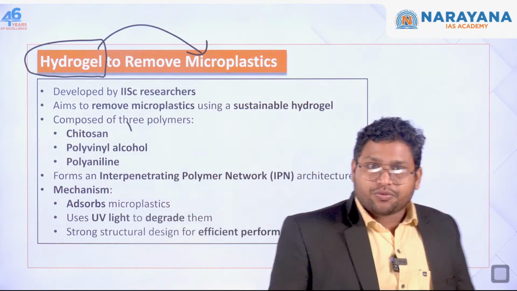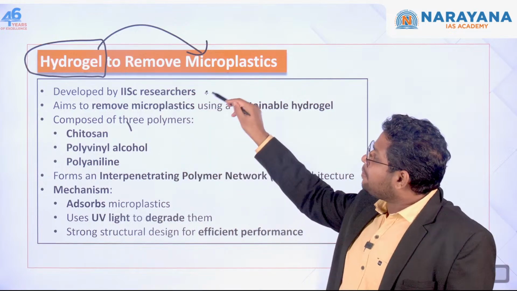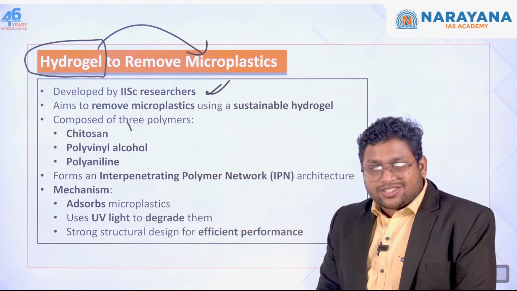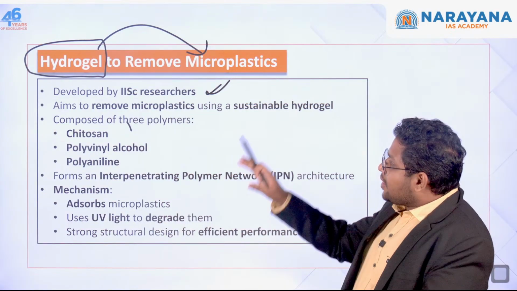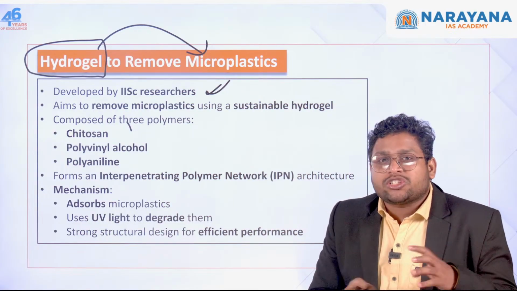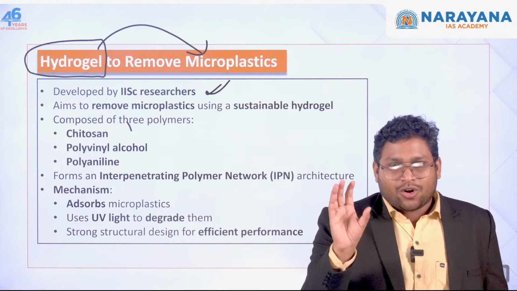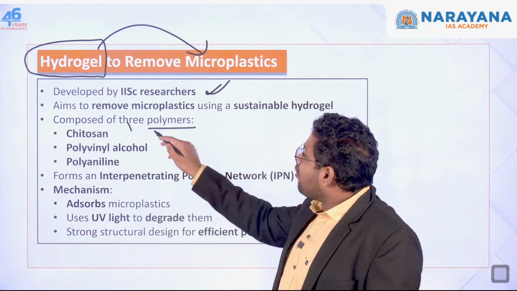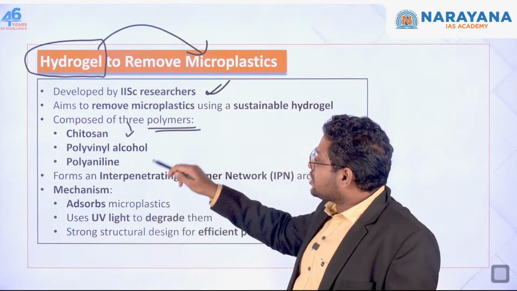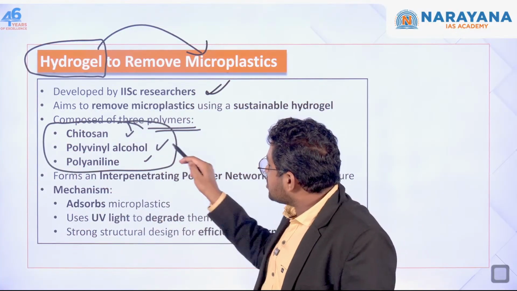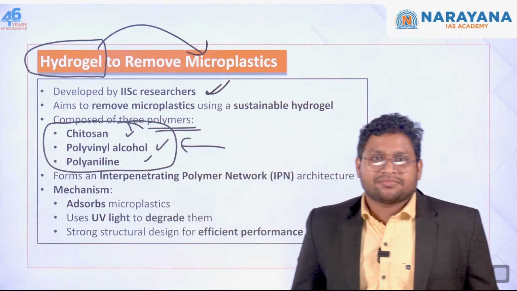How we can remove this hydrogel, which is developed by IISc researchers, Indian Institute of Science researchers. They have made a special material which is called hydrogel. It looks like a jelly, but actually it is made of three polymers. This and this. Okay, try to remember these names. I know these are very technical and difficult names, but try to remember these. Now these three polymers, using this, they have made this hydrogel.